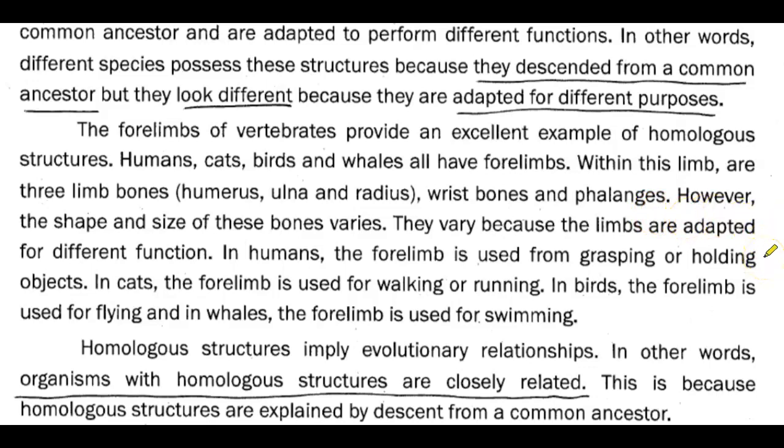In humans, the forelimb is used for grasping or holding objects. You use your thumb and your fingers to hold things. But in a cat, the forelimb is used for walking or running. So it's the same body part, but very different jobs. Birds are going to use it for flying. Whales will use it for swimming. So it's the same body part, but they have very different jobs, right? That's what we said, they're adapted for a different purpose.